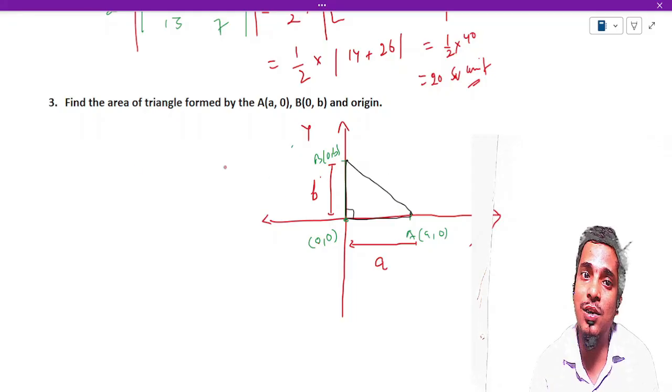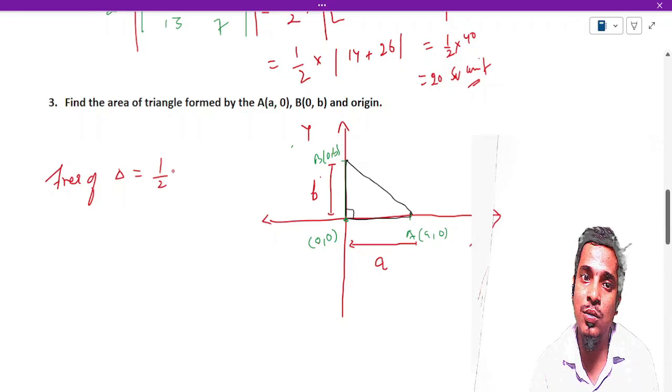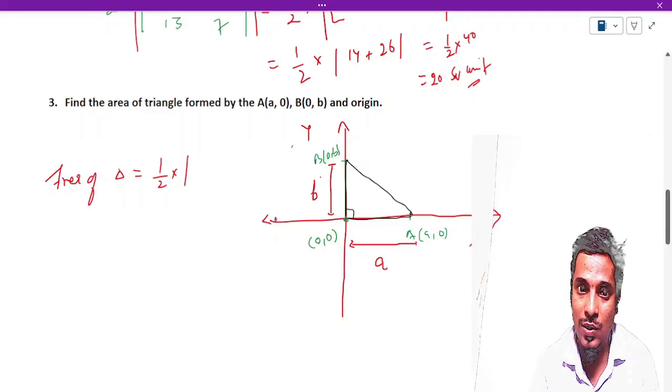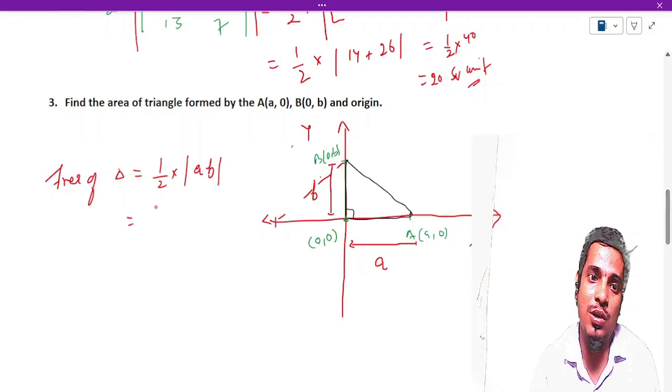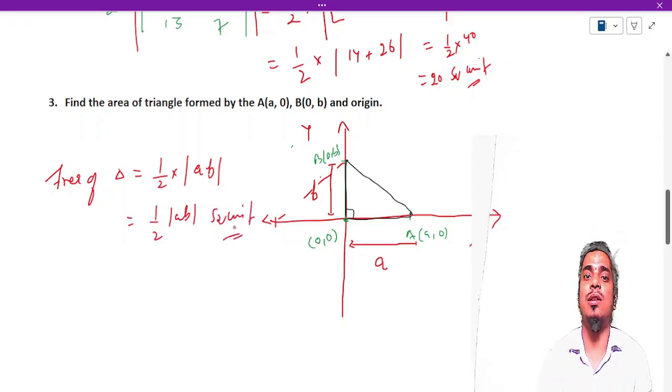As this is a right angle triangle, the area of this triangle is equal to half into the absolute value, because this is length only. Here a might be on the right side, or a might be over here, the triangle might be like this. So you must take the absolute value of a as well as of b, that is, absolute value of a into b. So the area is half into absolute ab, that is absolute ab by 2 square units. This is one way of solving this question.